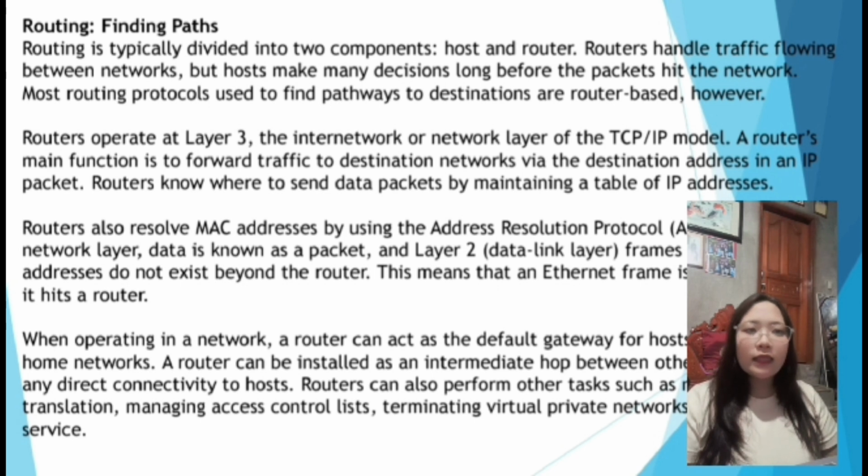When operating in a network, a router can act as the default gateway for hosts. As in most home networks, a router can be installed as an intermediate hop between other routers without any direct connectivity to hosts. Routers can also perform other tasks such as network address translation, managing access control lists, determining virtual private network, or quality of service.